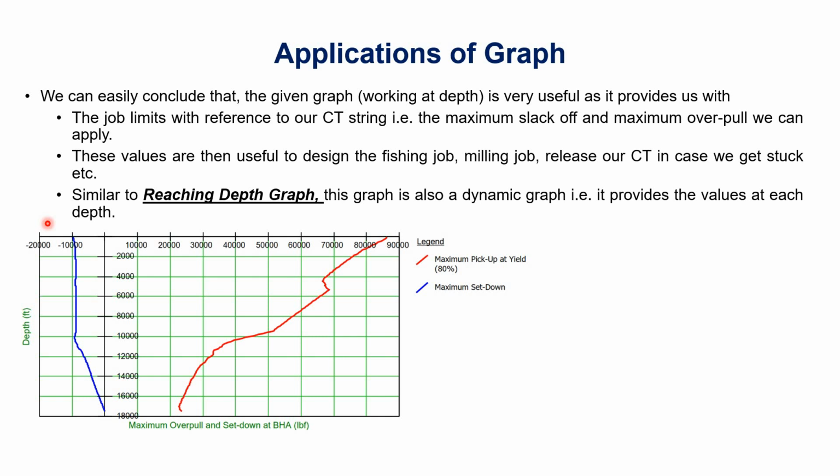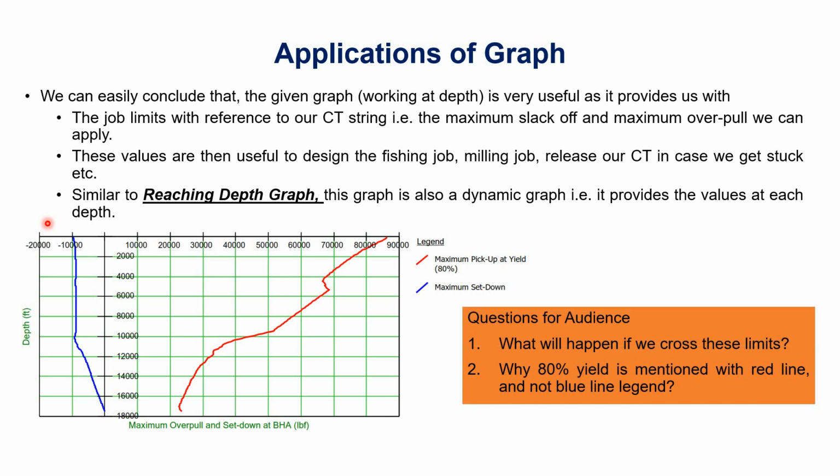For example, during a fishing job we need to know how much overpull we can apply to retrieve a fish, and in a milling job we need weight on bit on the mill motor and the mill bit. So we need these parameters while job designing. Similar to the reaching depth graph, this graph is also a dynamic graph and it provides the values at each depth.